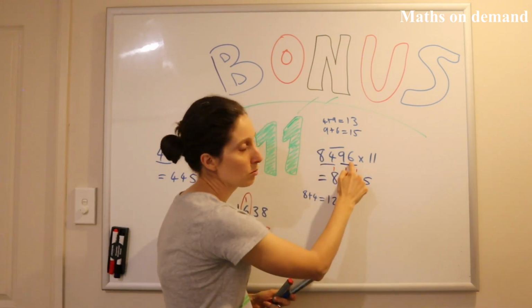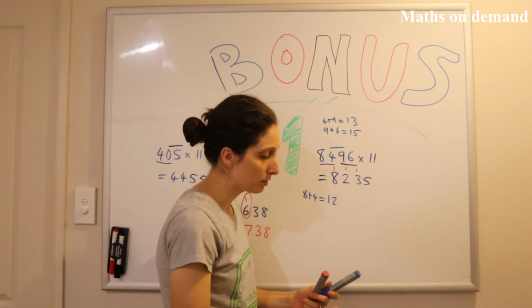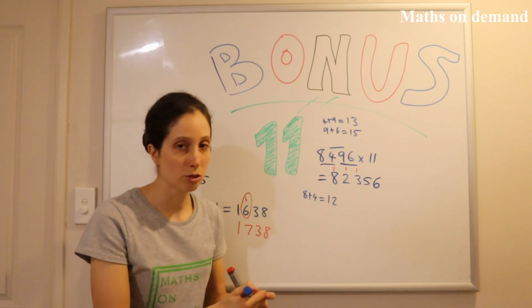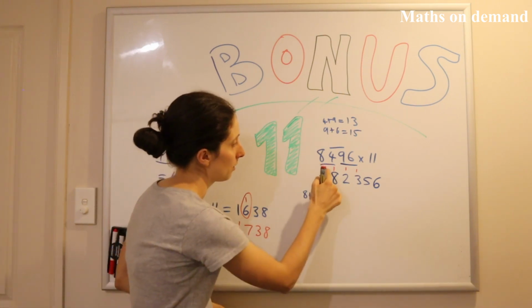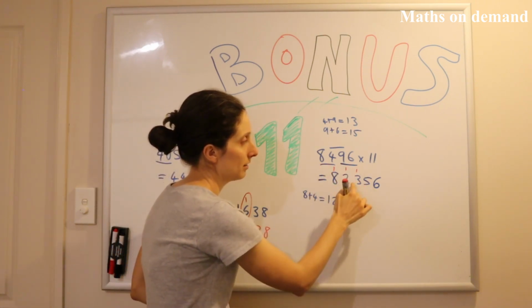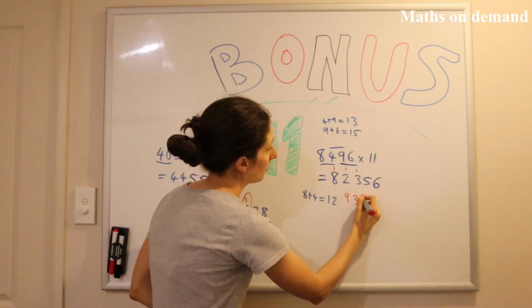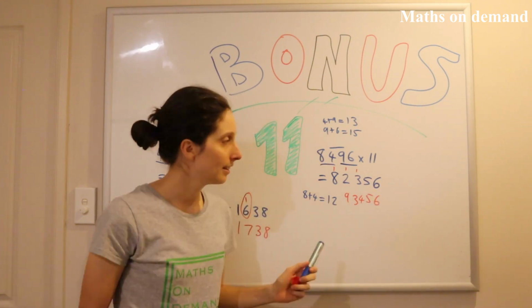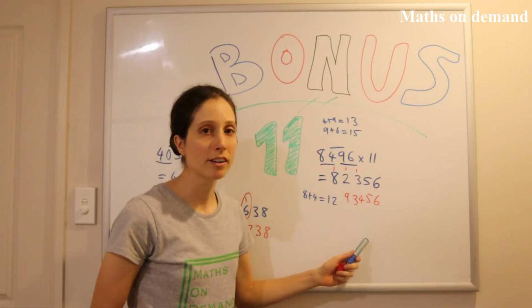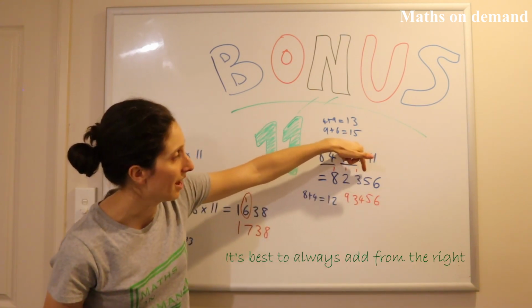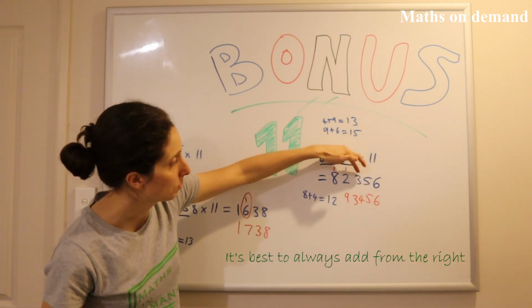And then lastly, we write the number at the end, which is 6. So remember, this is not our answer. We need to do some addition. Add 1 and 8, add 1 and 2, add 1 and 3, and then we'll see where we're at. 9, 3, 4, 5, 6. 93,456.